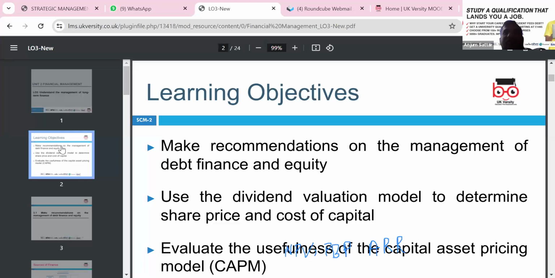But of course, we need to keep in mind the gearing ratio. We need a balance. If you can't afford to pay back the debt, we can easily go into liquidation, and ultimately we are not sustainable. So use the dividend valuation model to determine the share price and the cost of capital, and evaluate the usefulness of the capital asset pricing model, which we look at here.